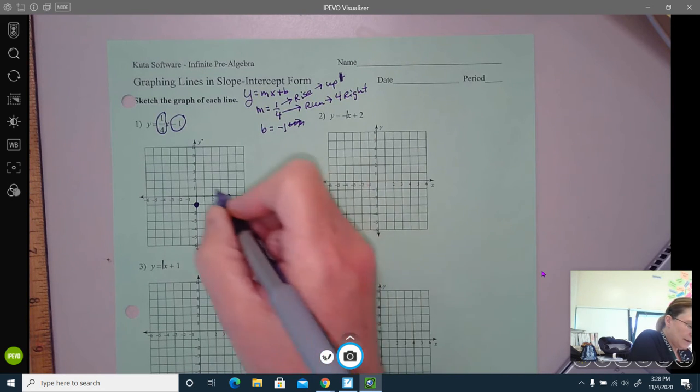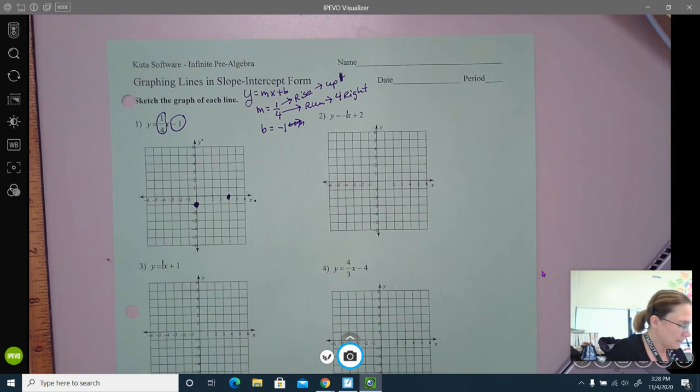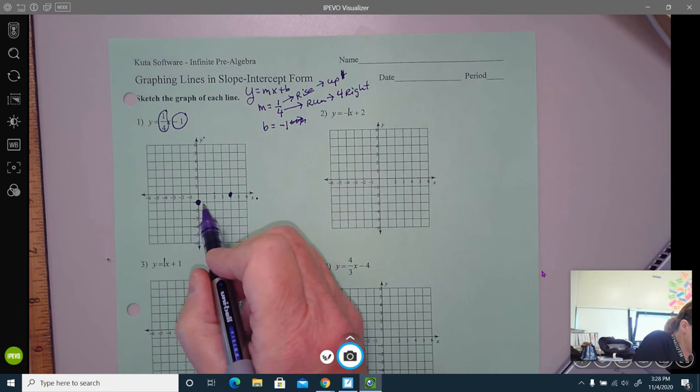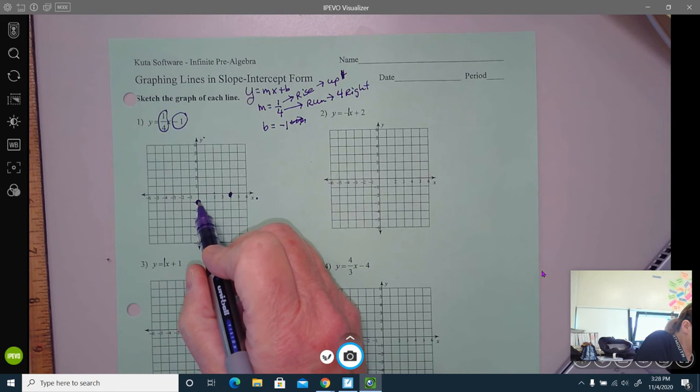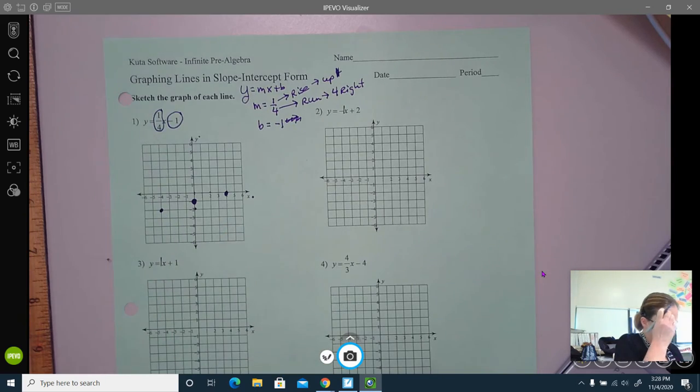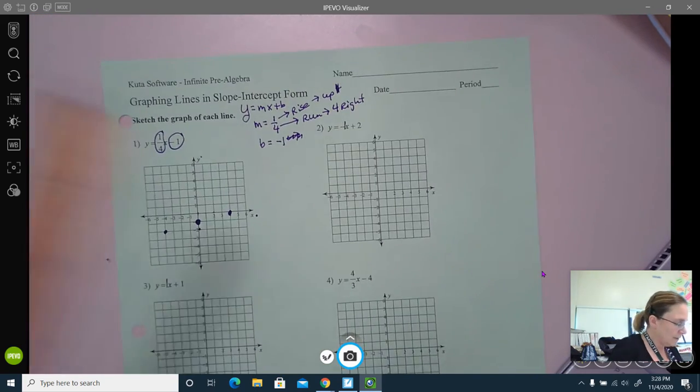Okay. I'm going to make another point just because it's easier to do a line if I have 3 points. So I want to go in the reverse direction of the slope. So it was up 1, 4 to the right. So I'm going to go down 1, 4 to the left and make a point there. I haven't changed the slope. I have just kept a constant rate of change.